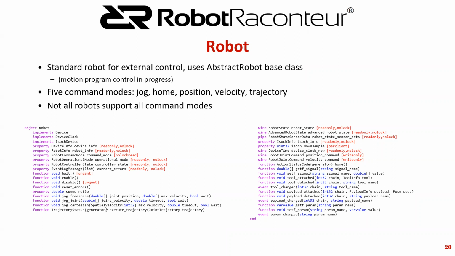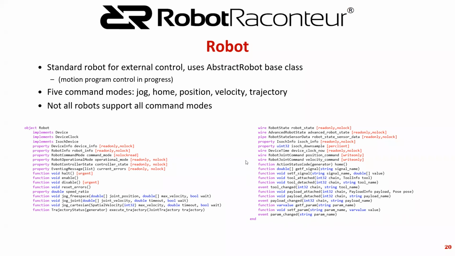Executing trajectory, and this uses the generator to do long-running operations. So you call next every few seconds to continue the motion. And this is a way to deal with timeout issues and also to pass data back from the trajectory execution. State information. And then there's a pipe, there are wires for real-time data, and then a pipe for logging, which does not drop packets. Isochronous control, clocking, and then wires for position and velocity commands. Homing command, and then just some generic functions for signals and tools and payloads and parameters.